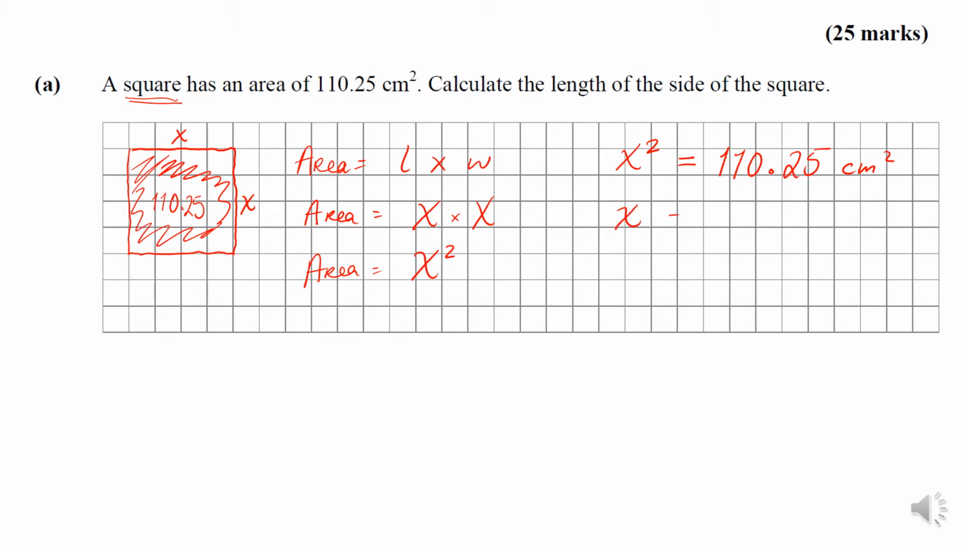Well, I don't know the answer straight off, so I'll use my calculator to give me the square root of that number. Using your calculator, the square root of 110.25 is 10.5. So x is 10.5, and the measurements in this question are in centimeters. You could check it again, multiply 10.5 by 10.5, and yes, you get that area there.